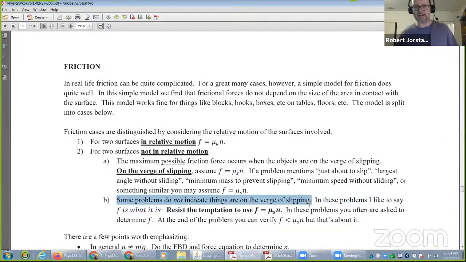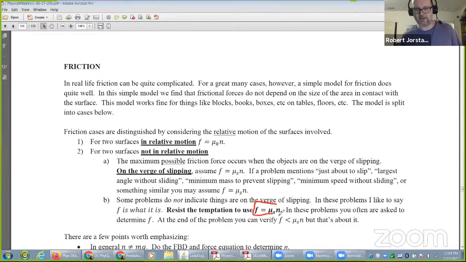Some problems do not indicate that, okay? Friction is actually less than mu static times the normal force. So sometimes you're going to hear me say maximum possible frictional force. This term, F equals mu static times the normal force, is the largest amount of friction that a surface and an object sitting on it can experience. So if you know the normal force and the static coefficient of friction, that gives you the largest possible frictional force. That doesn't necessarily mean that is the actual friction force.